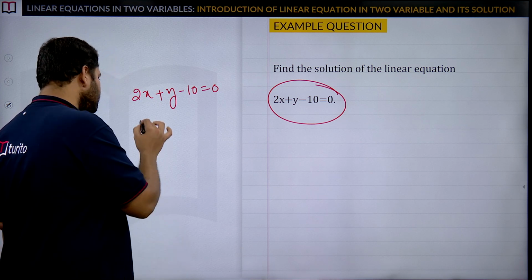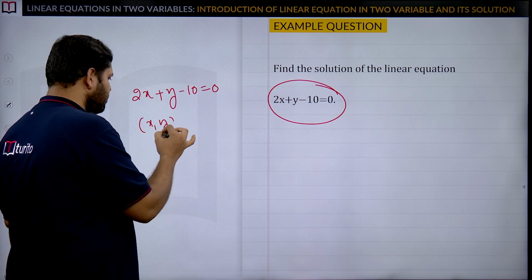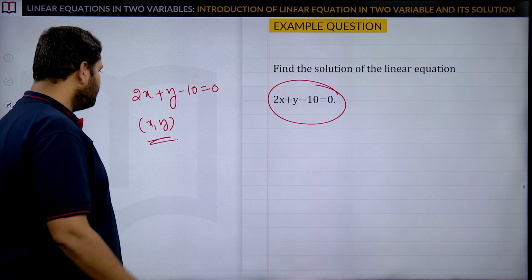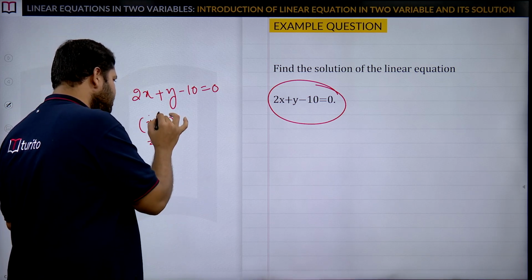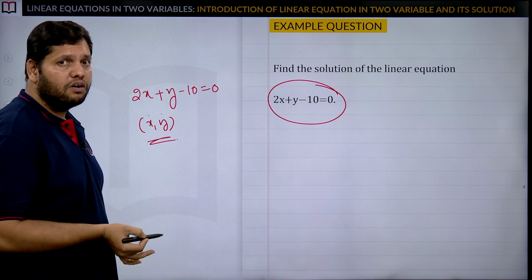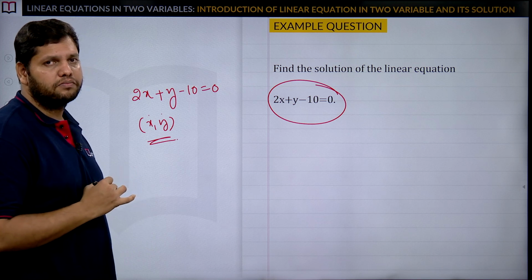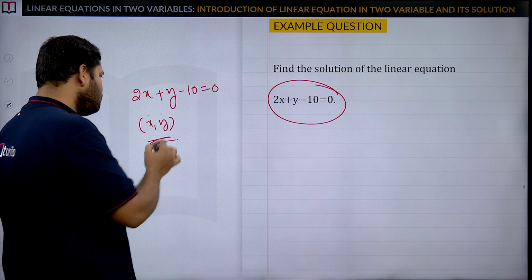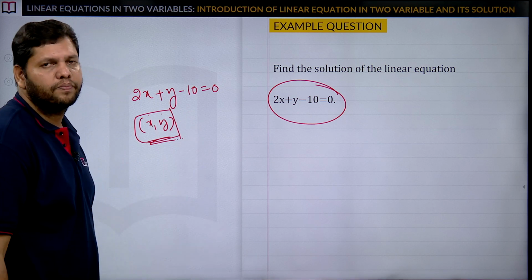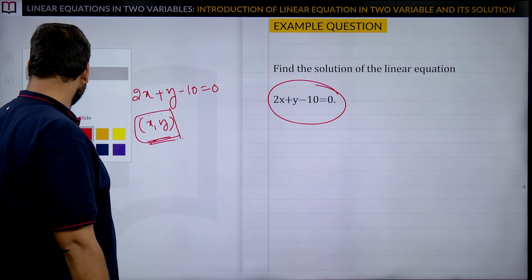I want to find the what? The pair of x comma y. It's a pair. Pair means what? Two values. We need to find the value of x and we need to find the value of y. So this pair is called what? The solution of the linear equation in two variables. Okay. But my question is how we are going to find this pair? That is the question. Tell me, children, how we are going to find this pair?